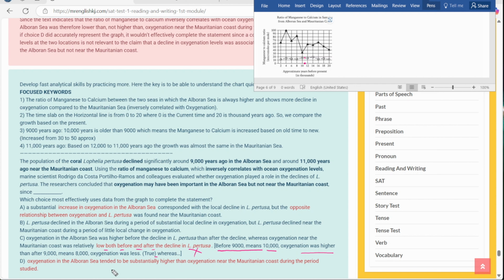Oxygenation in Alboran Sea tended to be consistently higher than oxygenation near the Mauritian coast during the period of study. So here it is saying overall during the period of study, meaning to say 9,000 to 11,000, oxygenation was higher in Alboran comparing to Mauritian. Definitely not, because you can see the ratio. The magnesium and calcium ratio is always higher comparing to the Mauritian. So obviously it's higher, so oxygenation is always low. Totally it is wrong. We know this one is the correct.